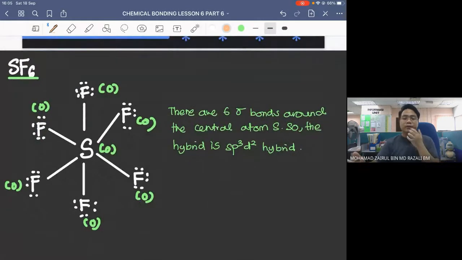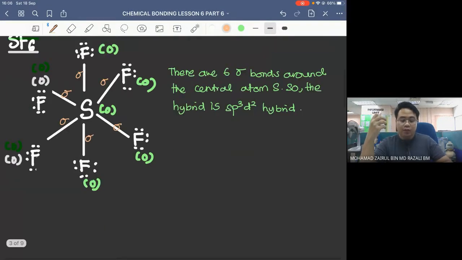So as usual, the first step is you should draw the Lewis structure with the correct geometry and calculate the formal charge for the molecule. This is the Lewis structure with the correct geometry for SF6. Each of the atoms in the molecule SF6 has a formal charge equal to 0. If you look at the structure, we have 1, 2, 3, 4, 5, 6 sigma bonds. Since there are 6 sigma bonds around the central atom sulfur, the hybrid on the sulfur is sp³d² hybrid. Now you already determined the hybrid, then we can draw the orbital diagram for the valence electron.